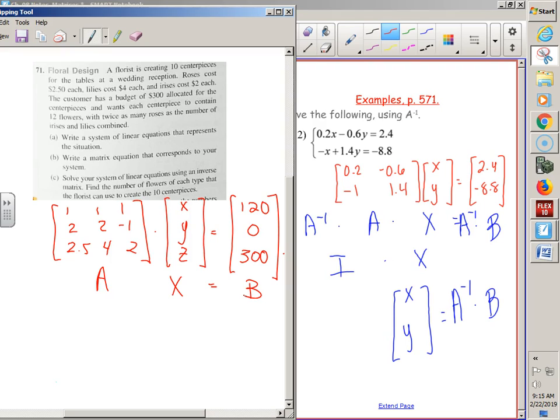Then I would go ahead and just say, sweet, my variables are going to equal A inverse, and we learned how to do that on our calculator, times B. Go to your home screen. After you've put in A and put in B, A inverse times B, we're done.